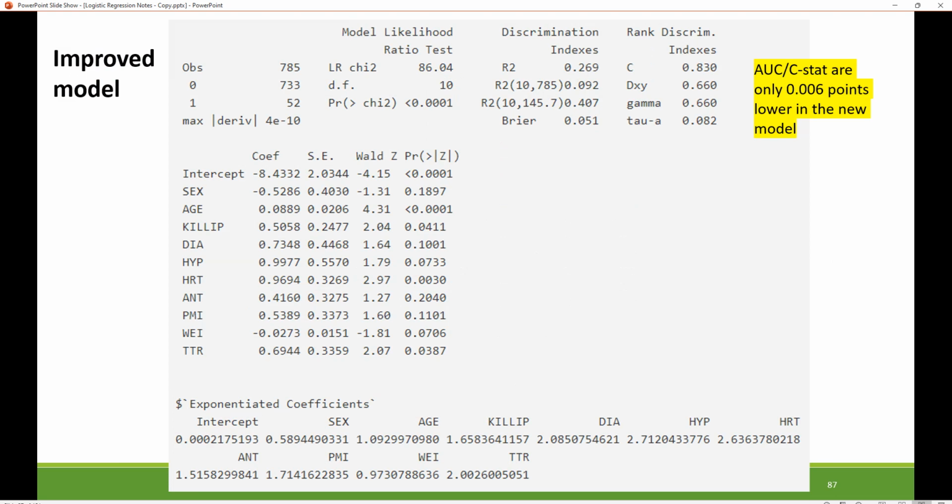Okay, so now we have our improved model. What I did do is I went with the approximated model, which gives me 10 predictors. On the top right, we have our C statistic, or the AUC, the area under the curve, and that comes out to 0.830, and that's only 0.006 points lower in this improved model. So that predictive power that we see is about the same.